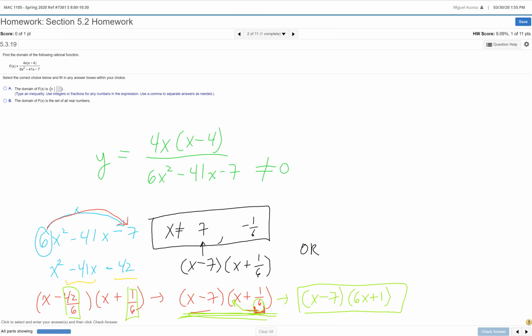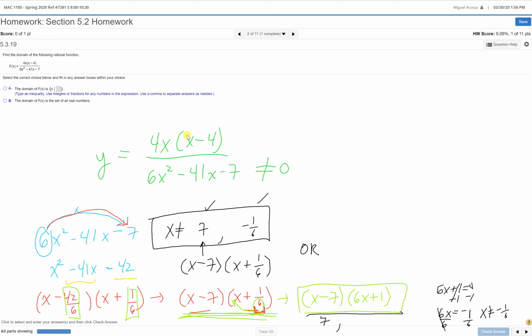Or once you factored it correctly, you would have done the same thing. 7 for this one. And then you think, okay, what about that one? Well, 6x plus 1 equals 0. You solve for x. You're going to get 6x equals negative 1. Divide both sides by 6. X equals negative 1 over 6. Or technically not equal to. So we're going to get the same answer either way. So our two answers are 7 and negative 1 over 6. Those are the two numbers you cannot use.